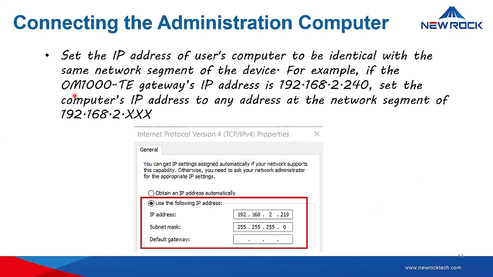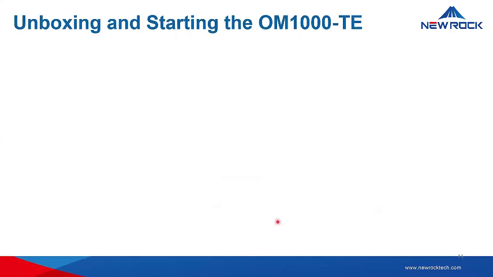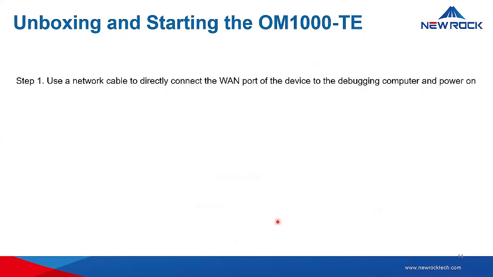After that, you need to make sure that the administrator computer is on the same network segment as the OM1000 TE. The default IP is 192.168.2.240. So you can set the computer to 2.219 or 2.100. Upon unboxing and starting the OM1000 TE, you need to use a network cable that is directly connected to one port of the device.